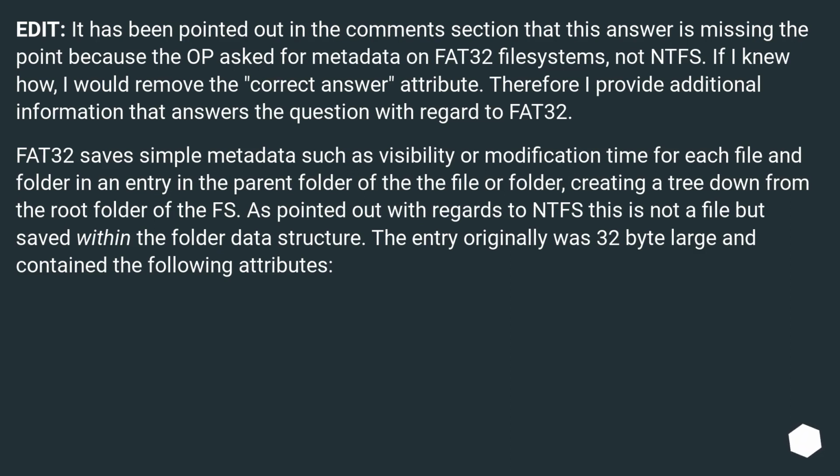FAT32 saves simple metadata such as visibility or modification time for each file and folder in an entry in the parent folder of the file or folder, creating a tree down from the root folder of the file system. As pointed out with regards to NTFS, this is not a file but saved within the folder data structure. The entry originally was 32 bytes large and contained the following attributes.